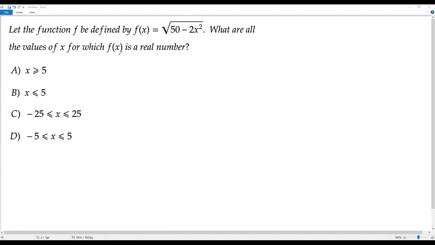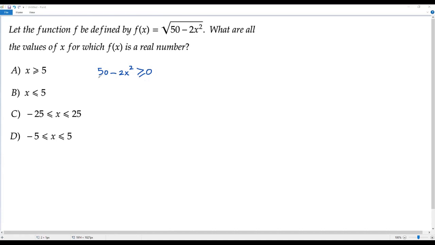But according to the question, f of x has to be a real number. If I want f of x to be a real number, then the value inside the square root, that is 15 minus 2x squared, can be 0 or greater than 0, so that it will be a real number. So the value inside the square root, 15 minus 2x squared, has to be greater than or equal to 0. Now we have to solve for x in this inequality.